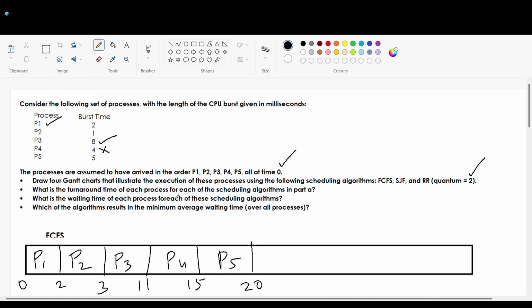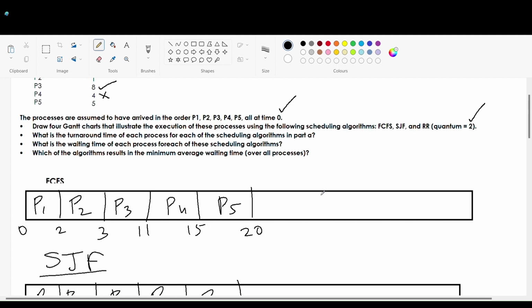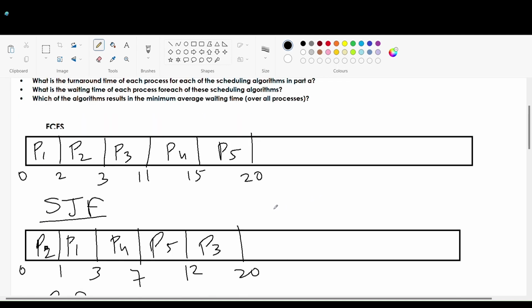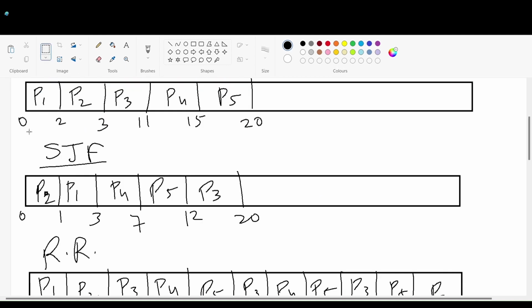Now question number 1, draw 4 Gantt charts that illustrate the execution of these processes using these algorithms. Second question, what is the turnaround time for each process for each of the scheduling algorithms in part A? Now you will find the turnaround time. We will take one by one.